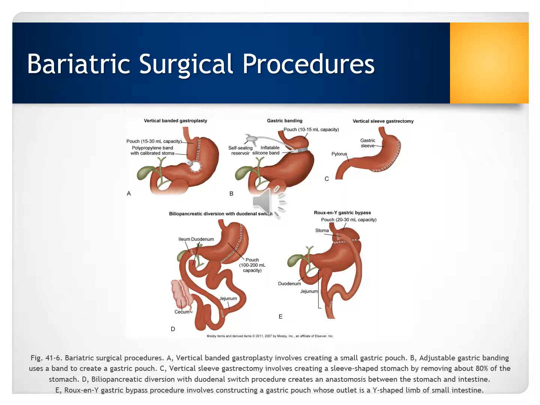The Roux-en-Y gastric bypass is restrictive surgery on the stomach creating a pouch. The small gastric pouch is connected to the jejunum. The remaining stomach and the first segment of the small intestine are bypassed.